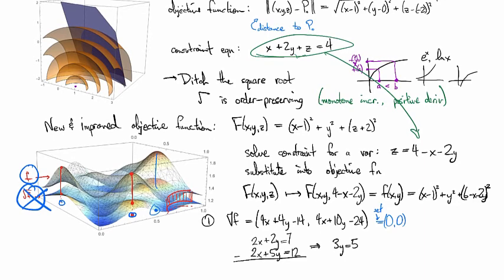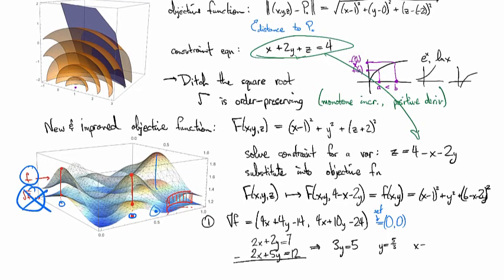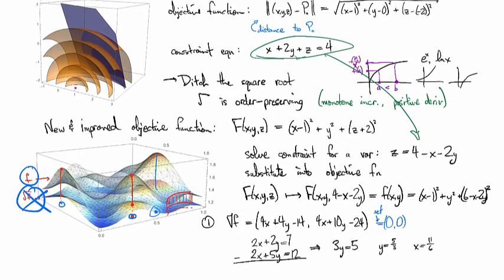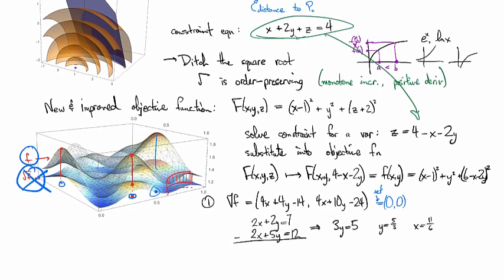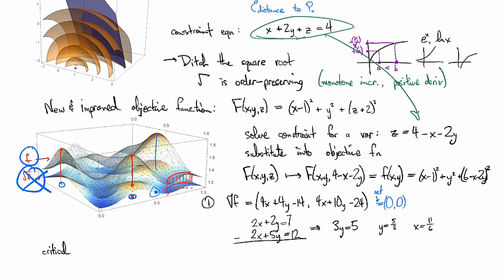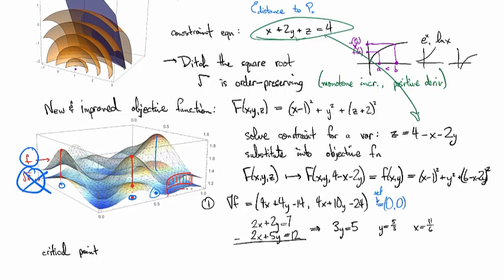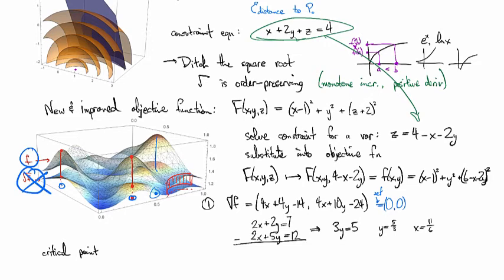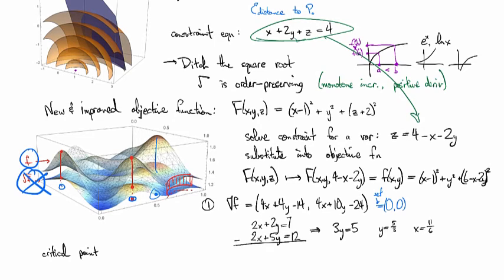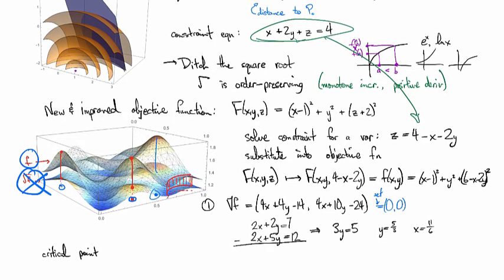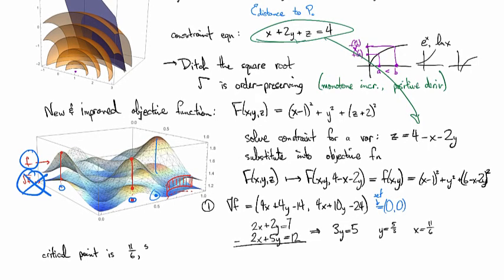And now I can solve for y to get 5/3 and x to get 11/6. So the only critical point, and from the geometry of this, it should be clear in advance that there's only going to be one critical point, and that's just because there's only one point on a plane that's of minimal distance to another given point. And so the critical point is, what did we say, 11/6, 5/3.